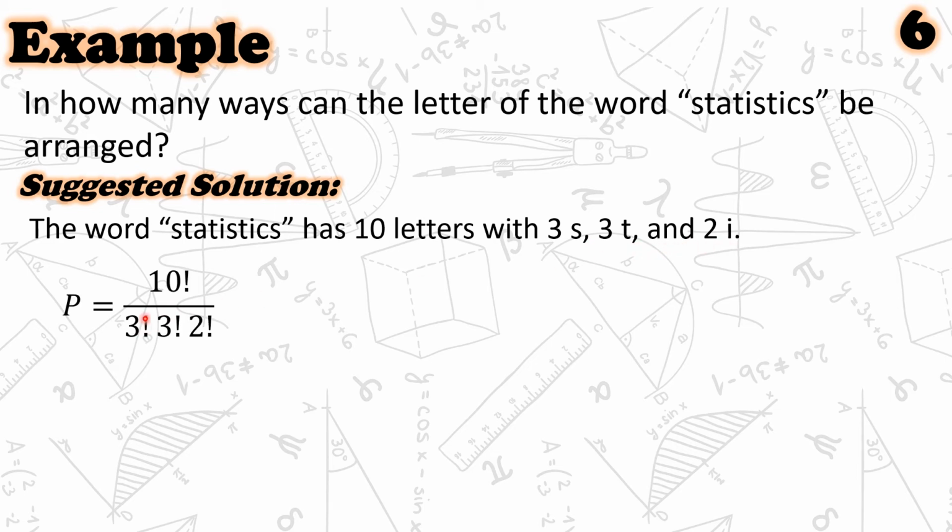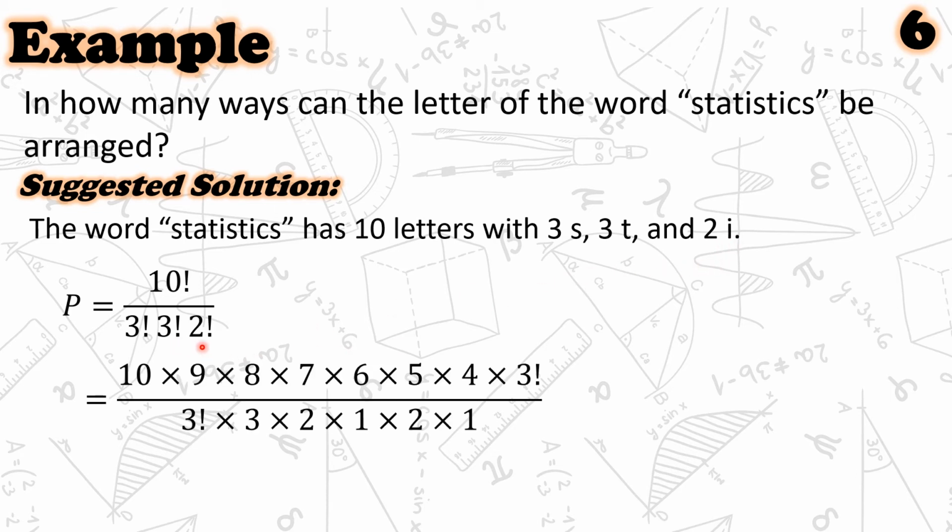Hence, n is equal to 10, so we have 10 factorial over 3 factorial, that is for the 3 s's, times 3 factorial, that is for the 3 t's, times 2 factorial, that will be for the 2 i's. Evaluating this further, we write 10 factorial as the product 10 times 9 times 8 times 7 times 6 times 5 times 4, until 3 factorial because we have a 3 factorial in the denominator. However, the other 3 factorial must be expanded as 3 times 2 times 1, and also 2 factorial is 2 times 1.